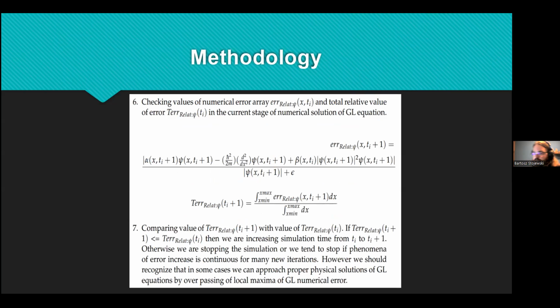Next, we check the values of the numerical error array, the error relative to psi, and the total relative value of error TR relative psi in the current stage of numerical solution of the Ginzburg-Landau equation. Then we compare the calculated values with previous values of those errors. Then we increase simulation time from Ti to Ti plus 1. Otherwise, we stop the simulation, or we tend to stop if the phenomenon of error increase continues for many new iterations.